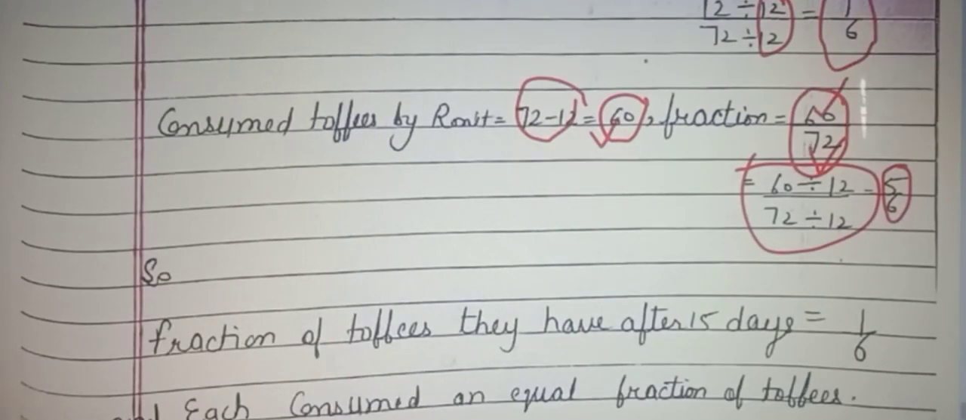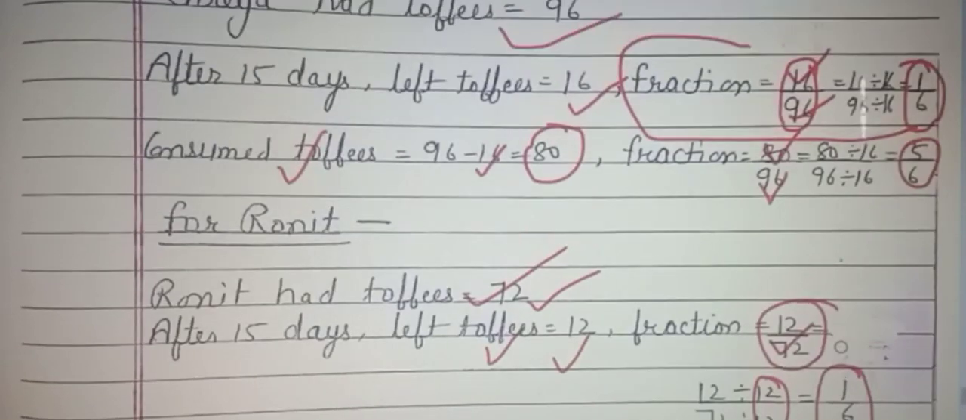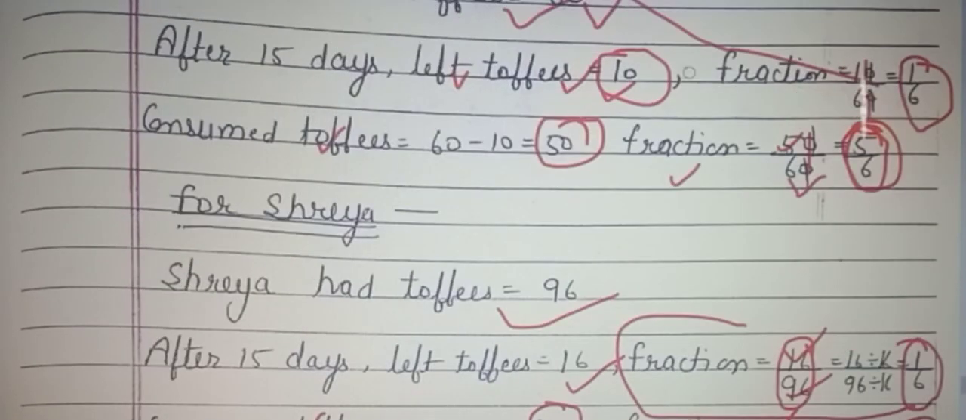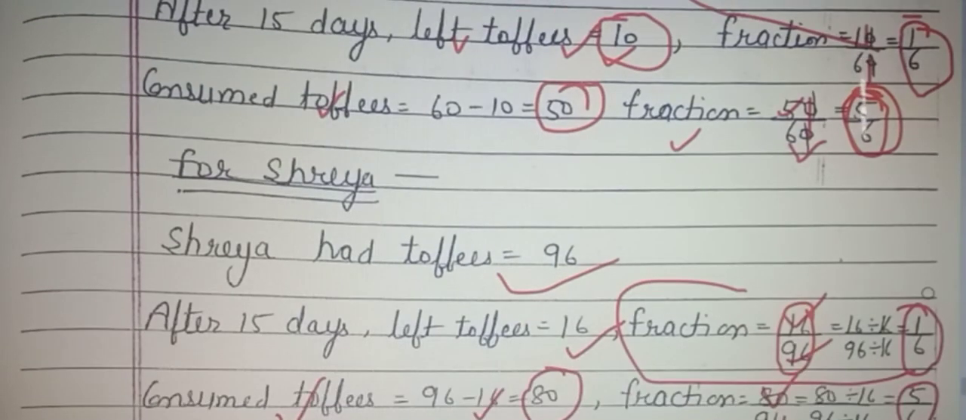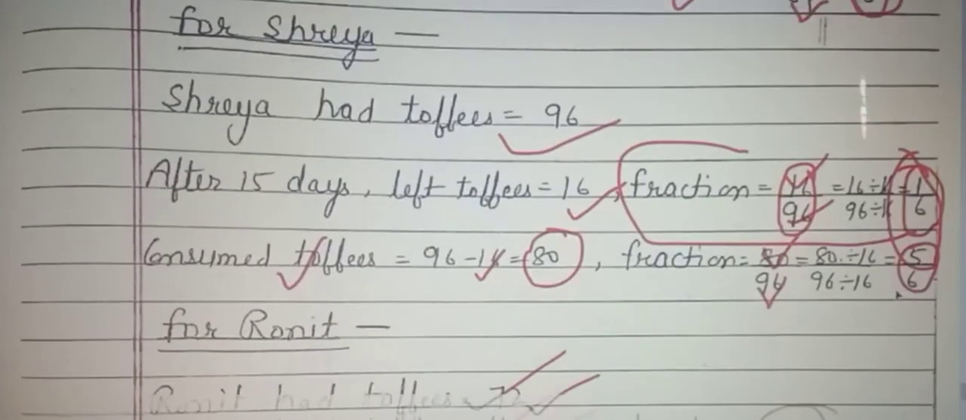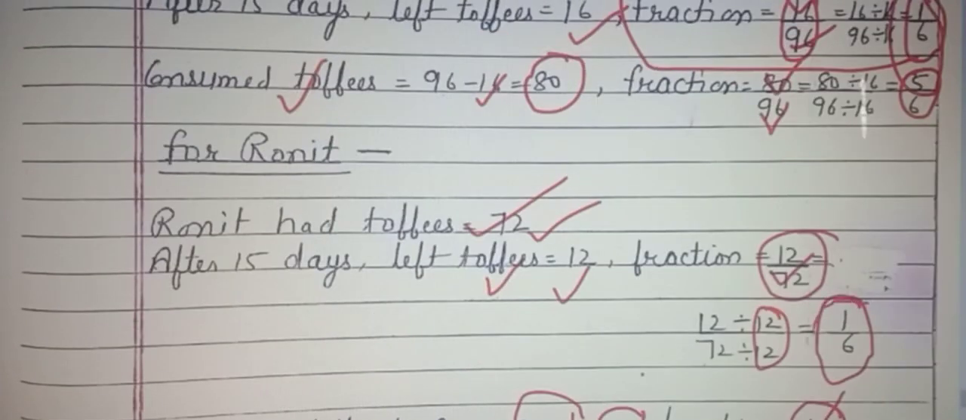So we can say that the fraction of toffees they have after 15 days is equal to 1 upon 6. As after 15 days, the fraction of toffees left with Shruti is 1 by 6, with Shreya it is again 1 by 6, and for Ronit, it is 1 by 6.